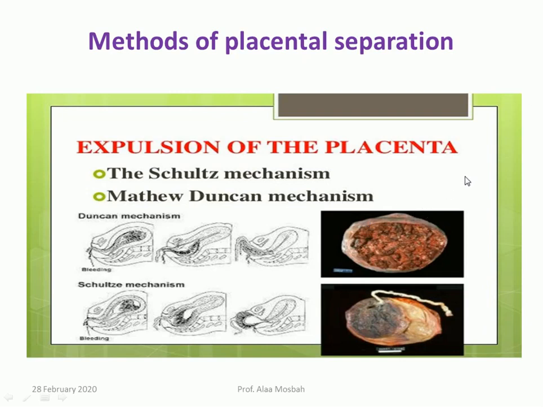There are two methods or mechanisms of separation of the placenta. Schultz mechanism, 85% of cases, the separation of the placenta occurs at the center, so the placenta will be delivered as an inverted umbrella, as you see in this picture. The other method is called the Duncan method, constituting 15% of the cases. Separation occurs at the edges and is associated with more bleeding and more occurrence of remnants of the placenta inside the uterus.